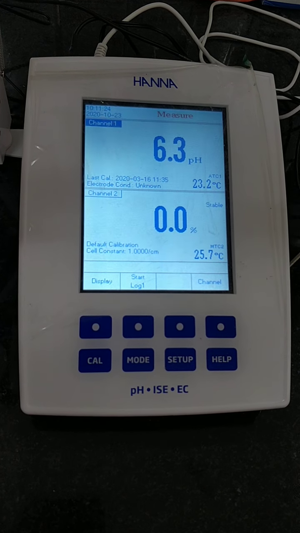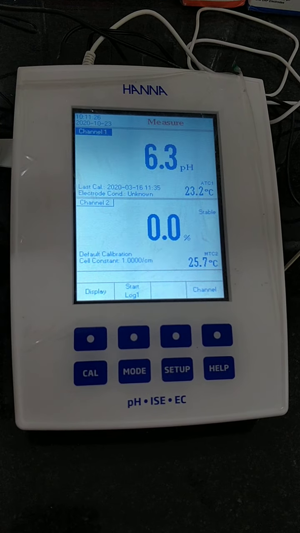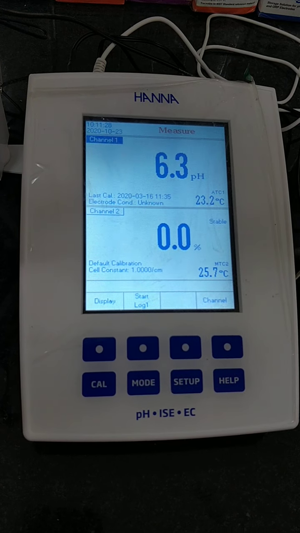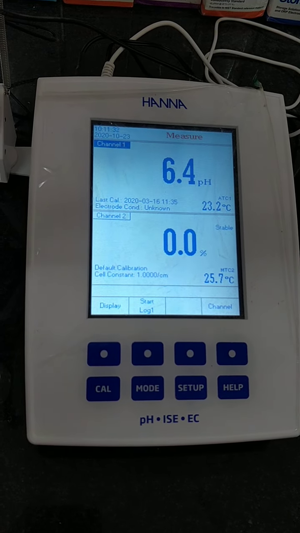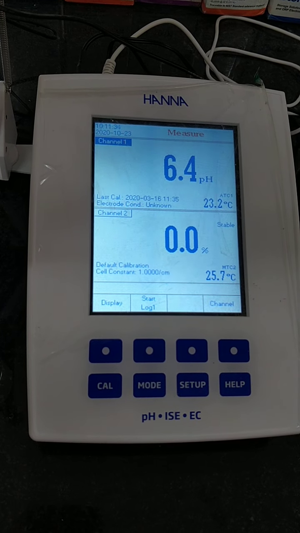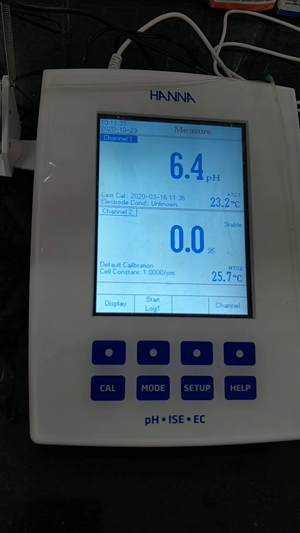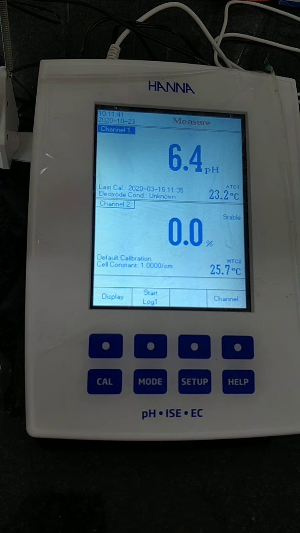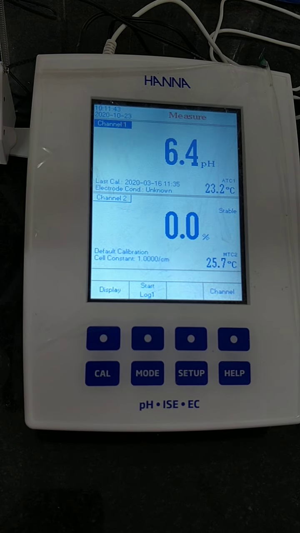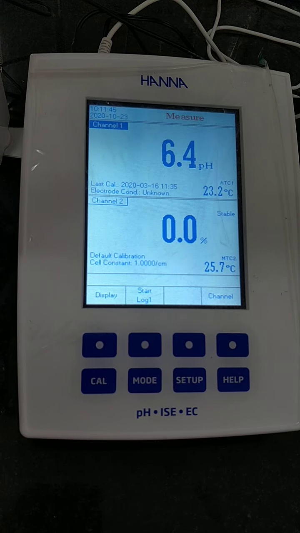In between, what are the precautions we have to take during the conduct of this practical? Rinse the electrode thoroughly with distilled water before conducting the test, and after each calibration wipe the electrode with a soft cloth or tissue paper. Expired buffer is not used in calibration of the instrument. Handle the instrument carefully.